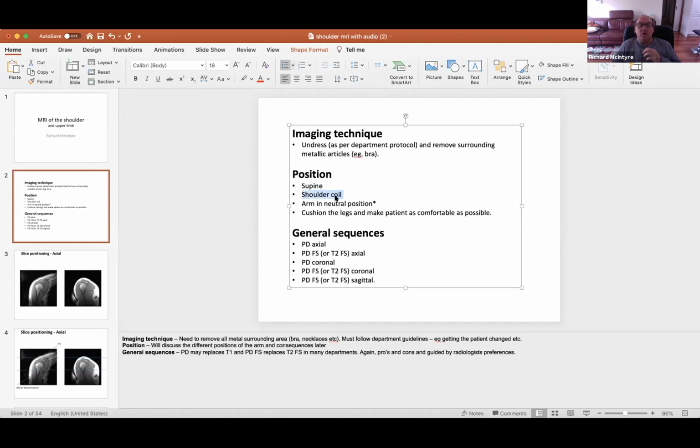Okay, so it's as simple as that. What coil do you use to image the shoulder? The shoulder coil. Okay. Arm in the neutral position.